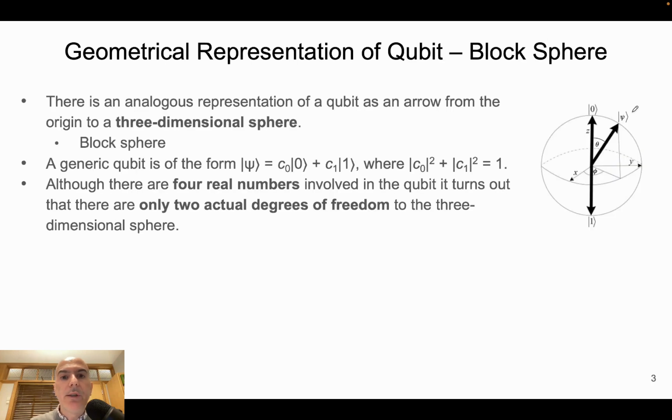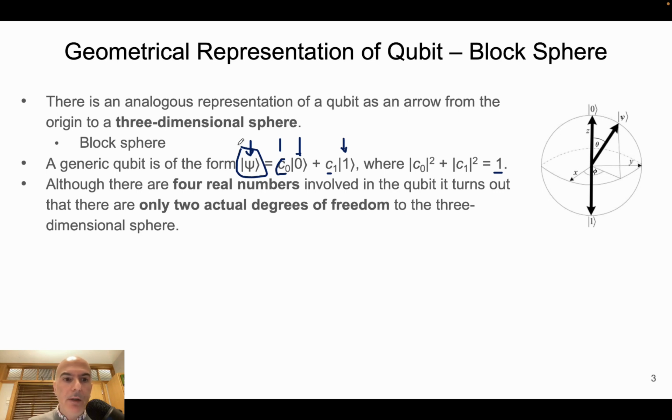So there is an analogous representation of a qubit as an arrow from the origin to a three-dimensional sphere. This representation is called a Bloch sphere. A generic qubit is in the form of a state psi, which can be represented as a superposition of the basis states 0 and 1. And then, as we saw before, these complex numbers are normalized, so the sum of the squared moduli of these two coefficients is equal to 1. If you think about it, we need two complex numbers, each with a real and an imaginary part. So for representing our state psi, it looks like we need four real numbers: the real and imaginary parts of two complex numbers. So these are four real numbers involving the qubit.